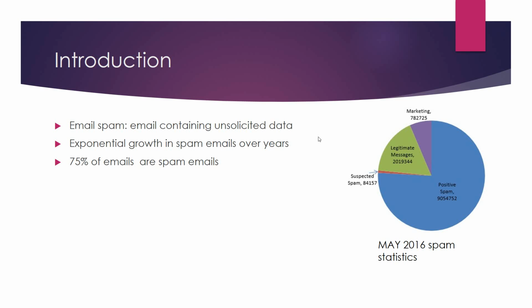In the figure here, you can see the spam statistics for May 2016 processed by the Ironport anti-spam system. You can see that most of the pie chart is occupied by positive spam, which is 80%. So 80% of emails are positive spam according to this report. That's why spam filtering techniques have become very important these days.